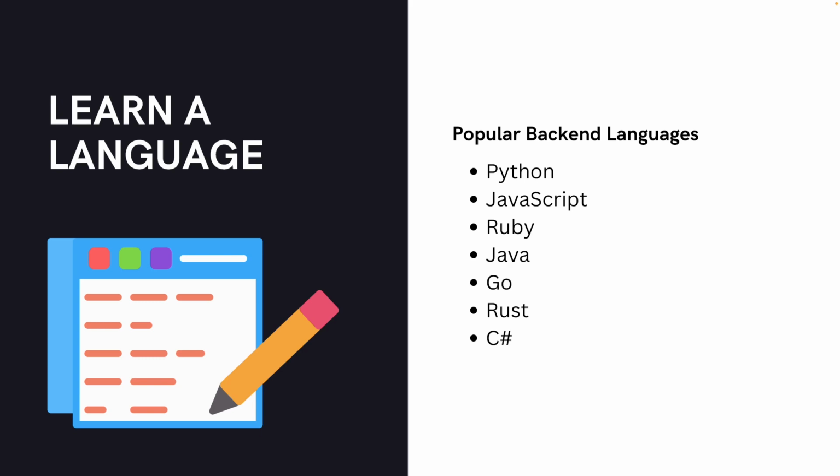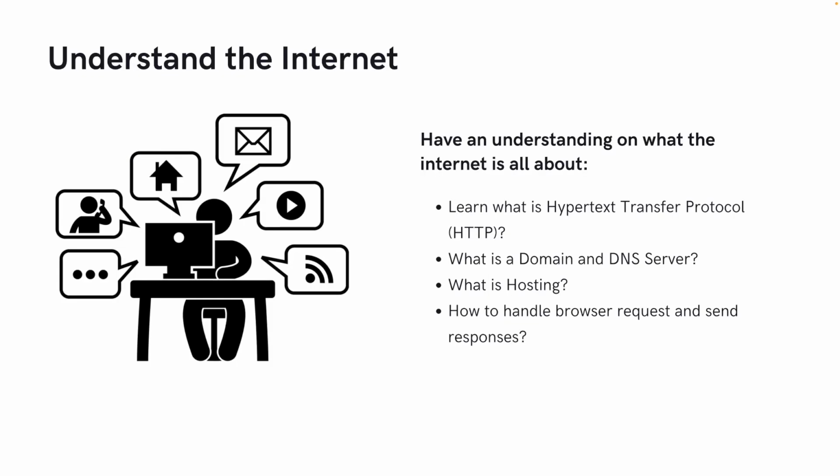And the more popular ones are Python for stuff like Flask and Django, JavaScript for Node, Java for Spring Boot. I have a couple videos on that, but really choosing a language will put you in the right direction on becoming a backend engineer. So if you already know a couple of these languages or just one, you're really on your way to becoming a backend engineer. The second step is understanding the internet.